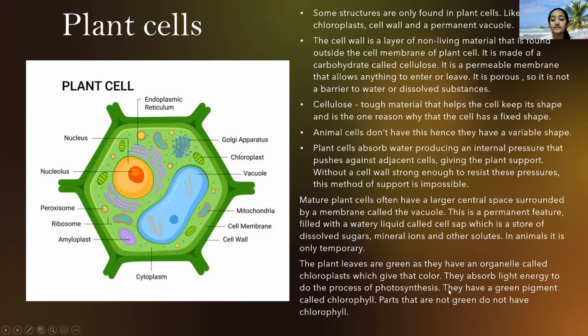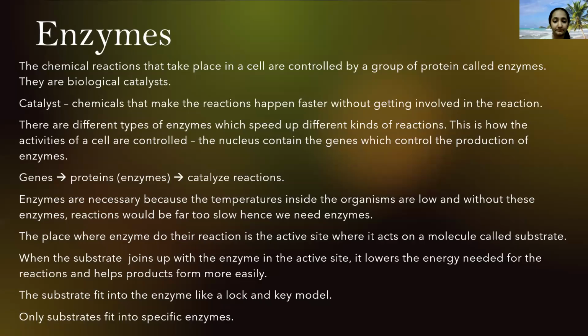So photosynthesis is the process in which plants use sunlight and carbon dioxide in the atmosphere to make their food, technically glucose, and produce energy. And they release oxygen. Next, enzymes.